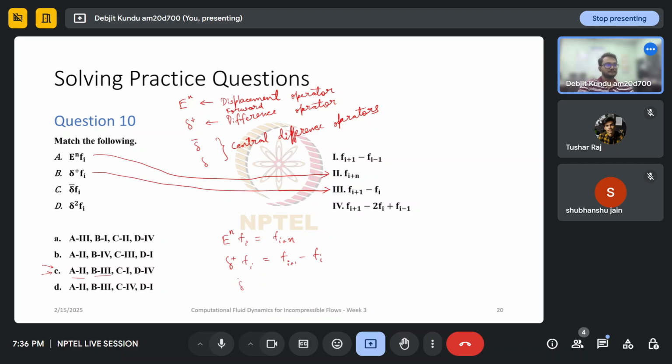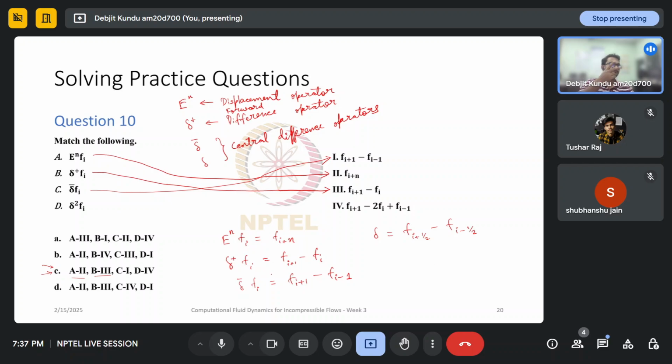Then delta bar of f_i gives me the central difference. That's f_(i+1) minus f_(i-1), and that matches with option 1, right? And delta squared. First of all, what does delta mean? Delta is similar to delta bar, but instead of i plus 1 and i minus 1, it gives you i plus half and i minus half.